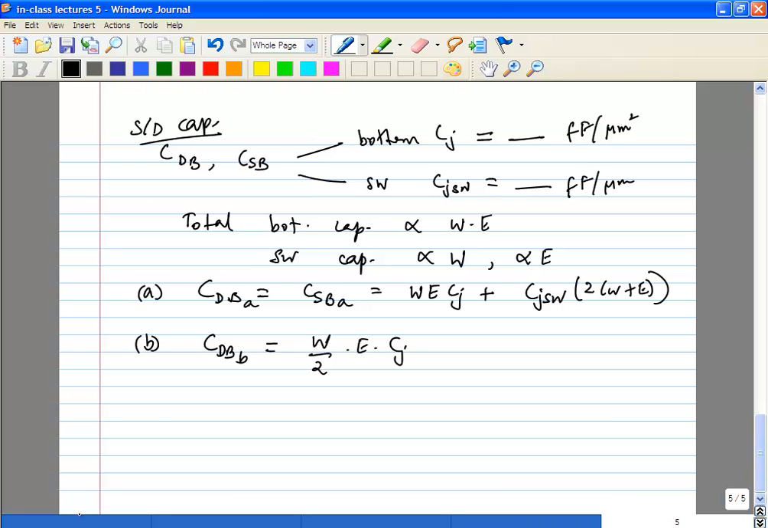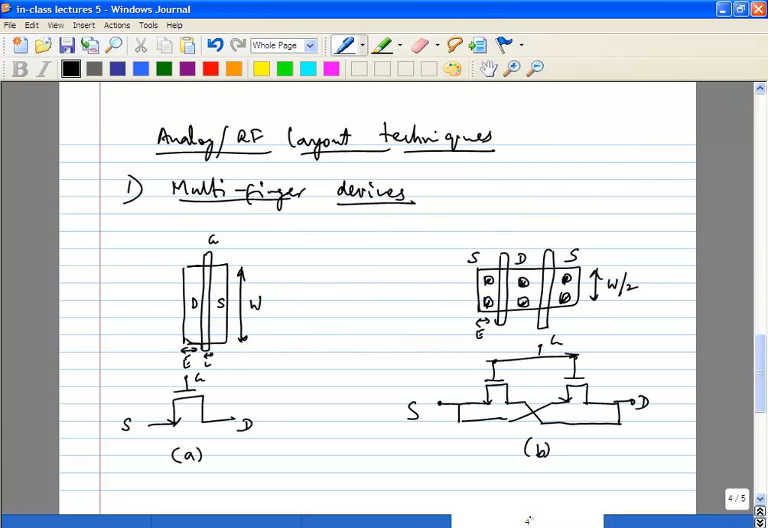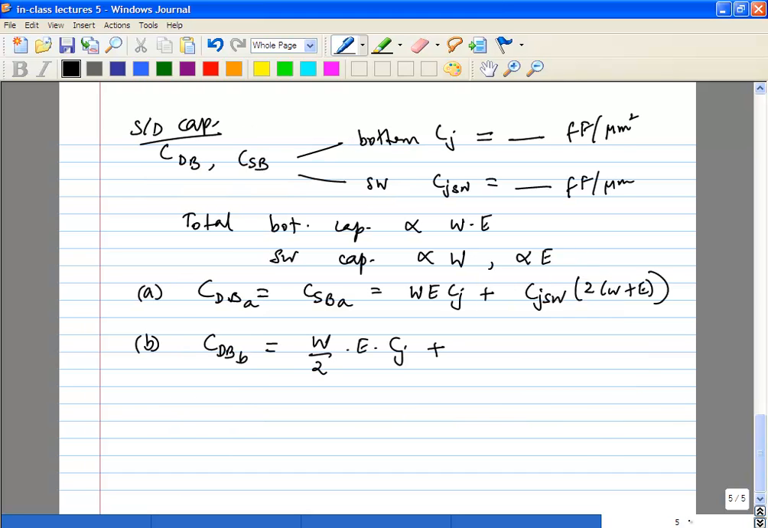So you have W over 2, right, times, let's say this is still E. Okay, so it's proportional to that area, W over 2 times E, and Cj is the constant for that process. Plus, how about the sidewall component? Again, the perimeter times Cj SW.